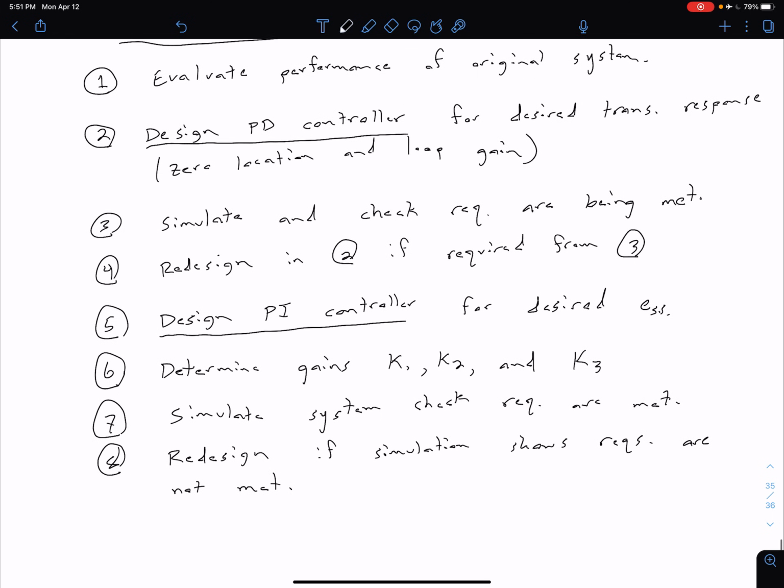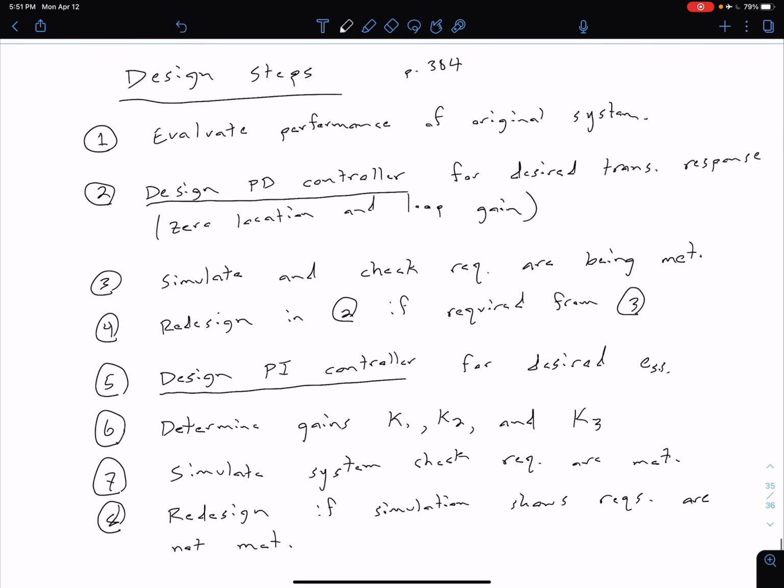So hopefully that gives you at least a good rough idea, but as I said, we're going to be going through a detailed example, so we'll get some good practice talking through each of these steps for a PID controller.